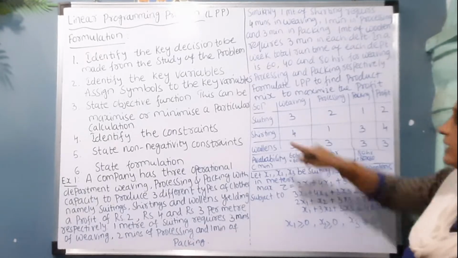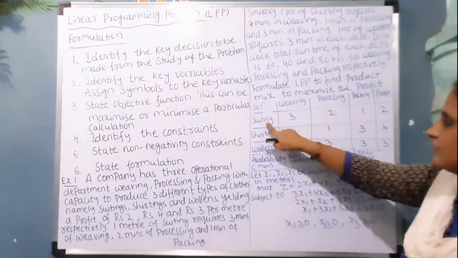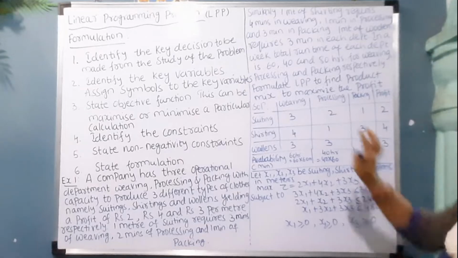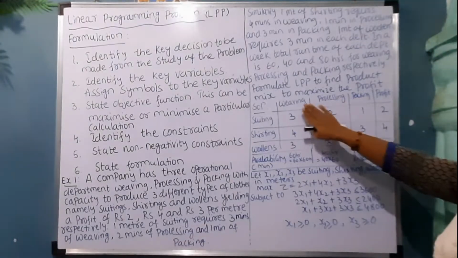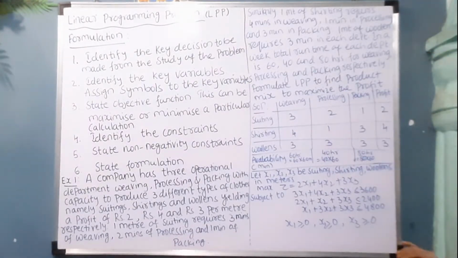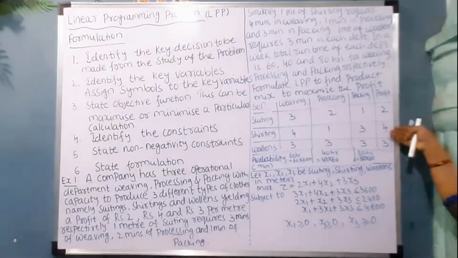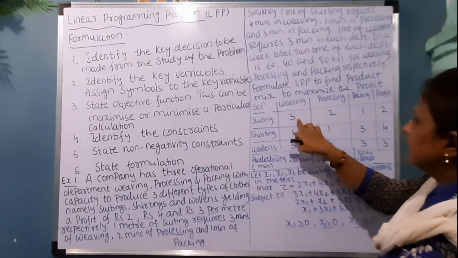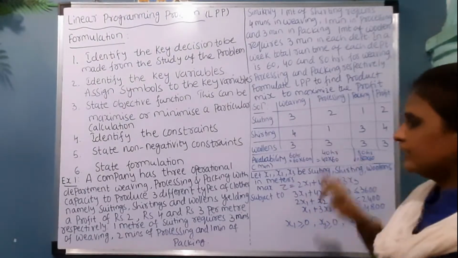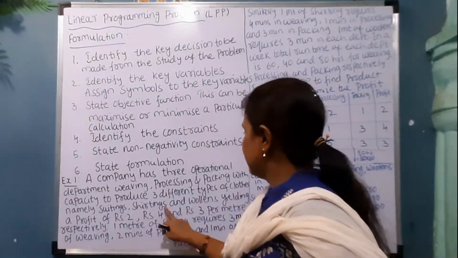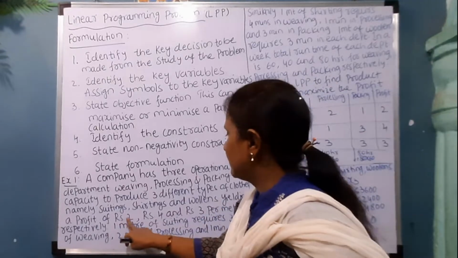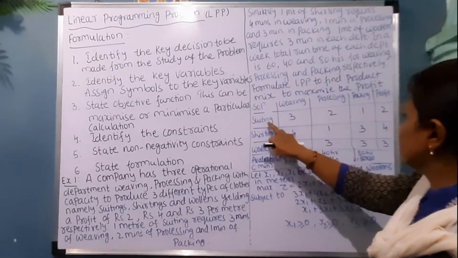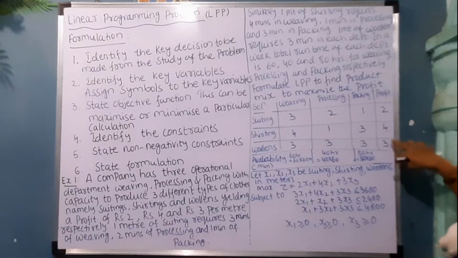We have 3 types of clothing, say suiting, shirting, woolens. Then we have 3 departments, say weaving, processing, packing. Then we will write the profit for each type of cloth. Here it is given that suiting, shirting and woolens yield rupees 2, 4 and 3 profit. So we write the profit as 2, 4, 3.